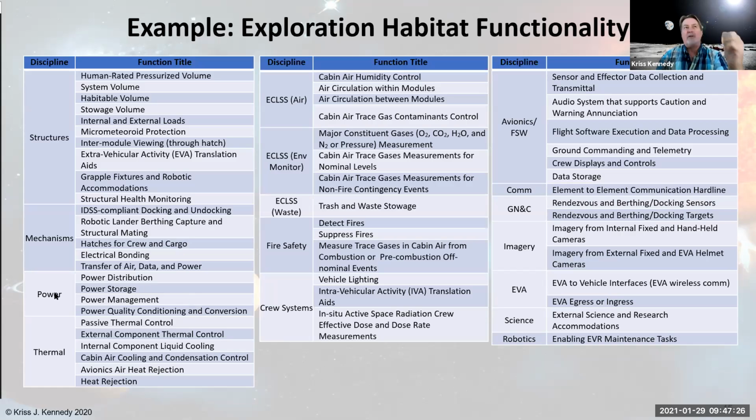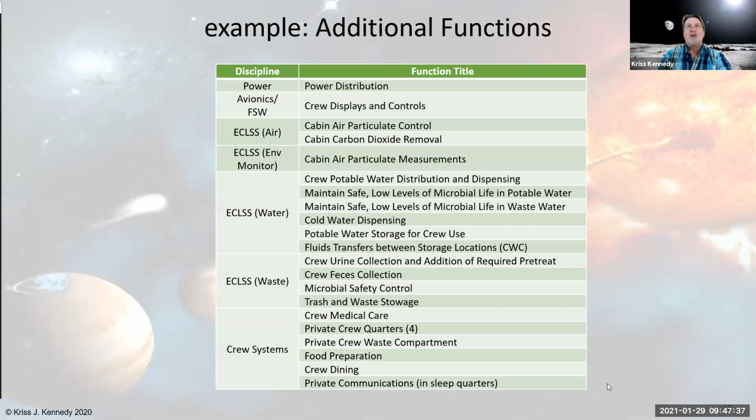What it did not have here is power generation. It was assumed that was separate, but power generation would be a part of that as well if that's included on that spacecraft or interplanetary spacecraft. Here's some additional functions, further breaks down ECLSS into specifics, such as cabin air particulate control. So this, you would think of, just put a provide in front of these, provide cabin carbon dioxide removal.